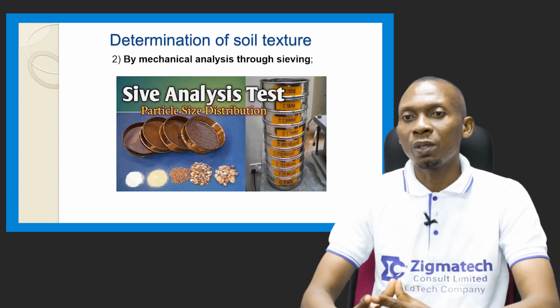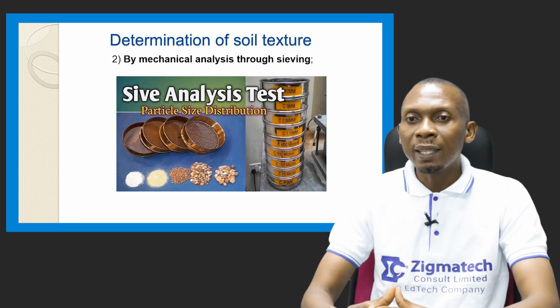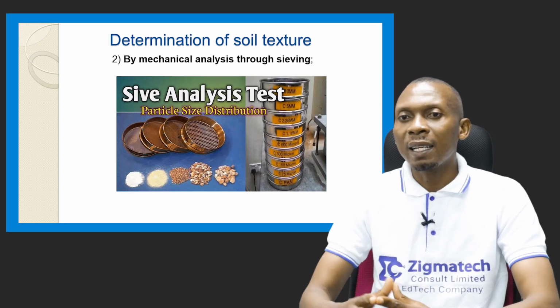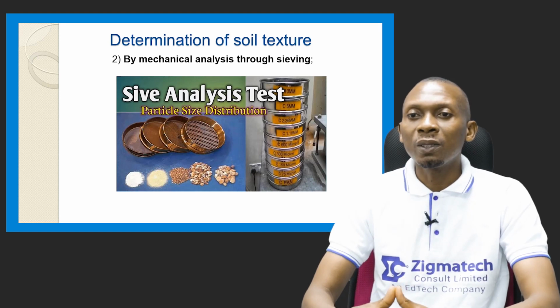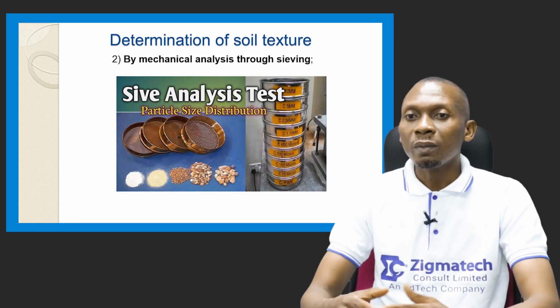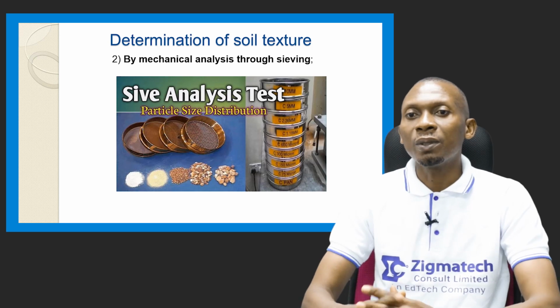Now, this picture helps us to understand what I was saying. You can see the various mesh sizes of the sieves, those with tiny holes, just of different sizes, and you can see the outcome of the soil particles that have been separated from gravel to fine sand, coarse sand, to silt and clay.